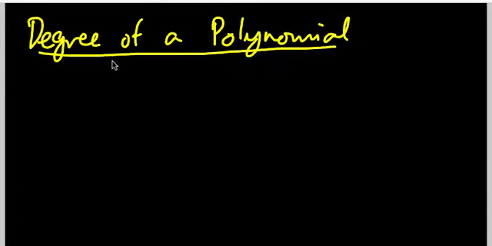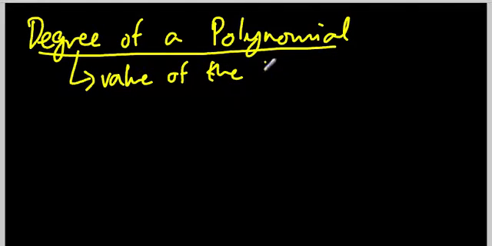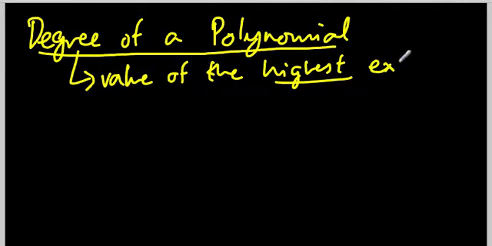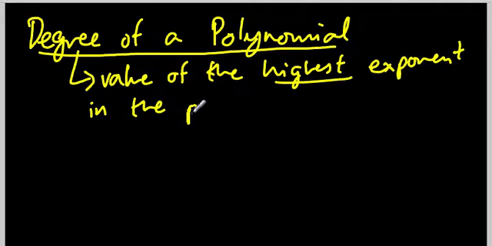In the last video, we went over the degree of a monomial. But now in this video, we're going to explore how we determine the degree of a polynomial. What I want to say is that the degree of a polynomial is the value of the highest exponent in the polynomial. Remember, poly means many, right? And so this is an expression with many terms separated by operators.